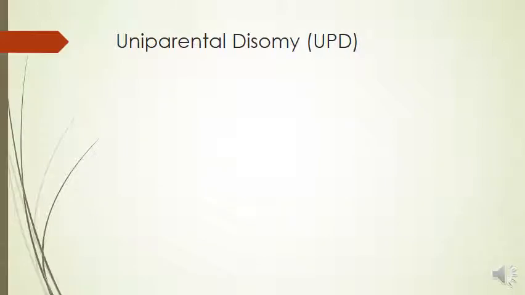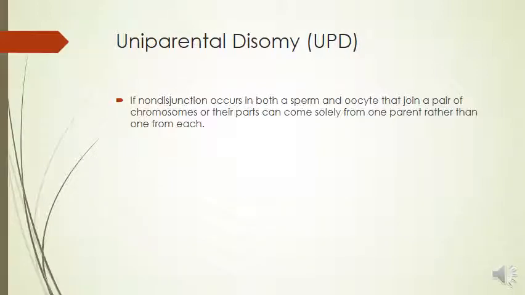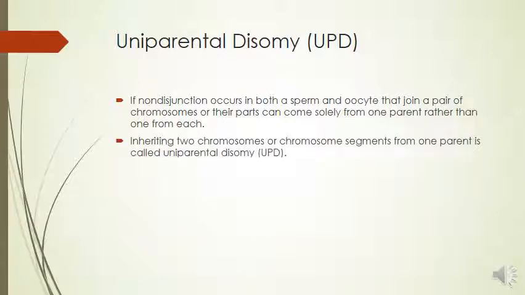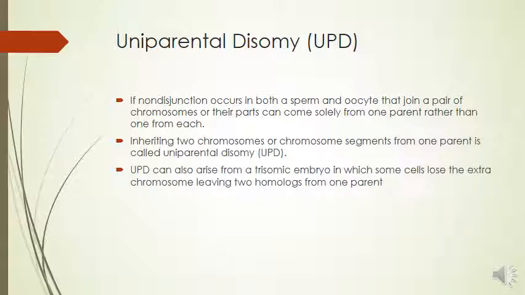If you look at uniparental disomy, UPD, this happens if non-disjunction occurs in both a sperm and an oocyte, and a pair of chromosomes or their parts can come solely from one parent rather than one from each. This would mean that you'd inherit two chromosomes or chromosome segments from one parent. This process is called uniparental disomy or UPD.